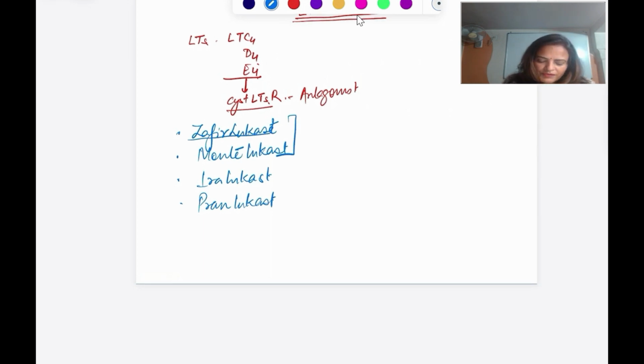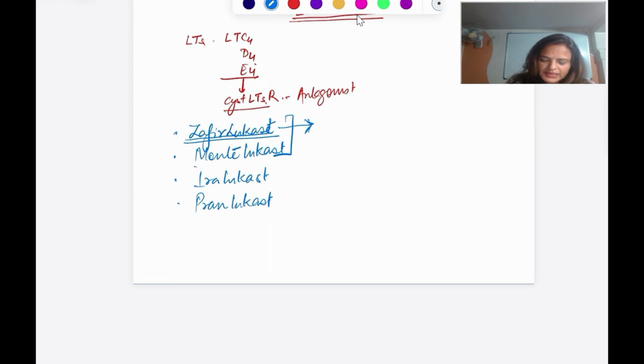If you are giving zafirlukast, food is going to inhibit its absorption. So you have to give it 2 hours after the meal. Montelukast does not show any interaction with food. Okay? Iralukast is just like montelukast, and pranlukast is a newer one.